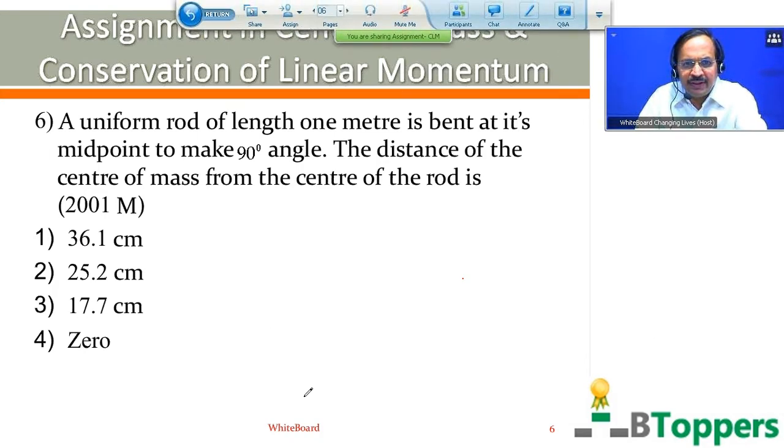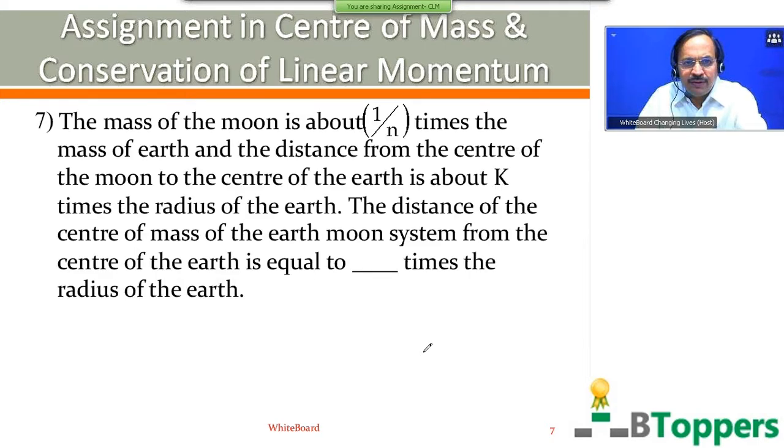Next, I'm going to discuss question number 7. The mass of the moon is about 1 by n times the mass of the earth, and the distance of the center of the moon to the center of the earth is about k times the radius of the earth. The distance of the center of mass of the earth-moon system from the center of the earth is equal to dash times the radius of the earth. So you're asked to find the distance of the center of mass of the system from the center of the earth.